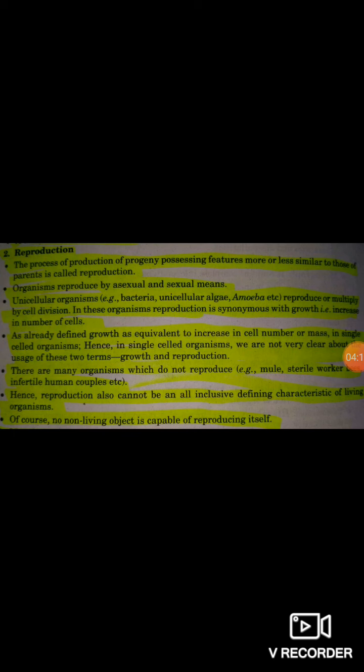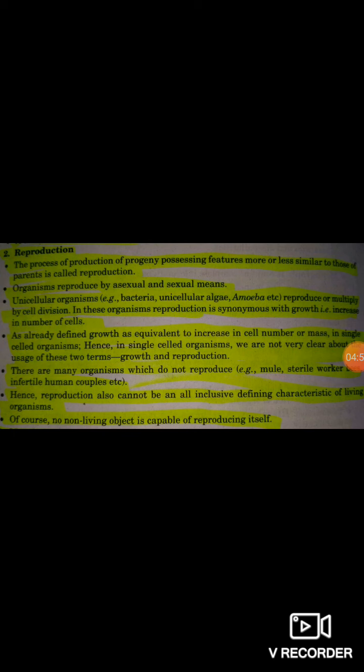And the second characteristic of living organisms is reproduction. The process of producing progeny possessing features more or less similar to those of the parent is called reproduction. Organisms reproduce by asexual and sexual means. That means unicellular organisms like bacteria, unicellular algae, amoeba, etc. reproduce or multiply by cell division. In these organisms, reproduction is synonymous with growth.